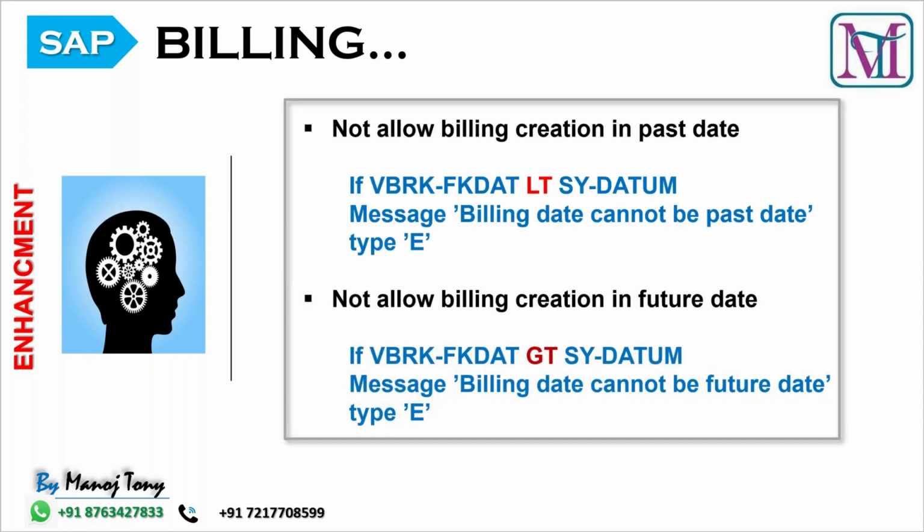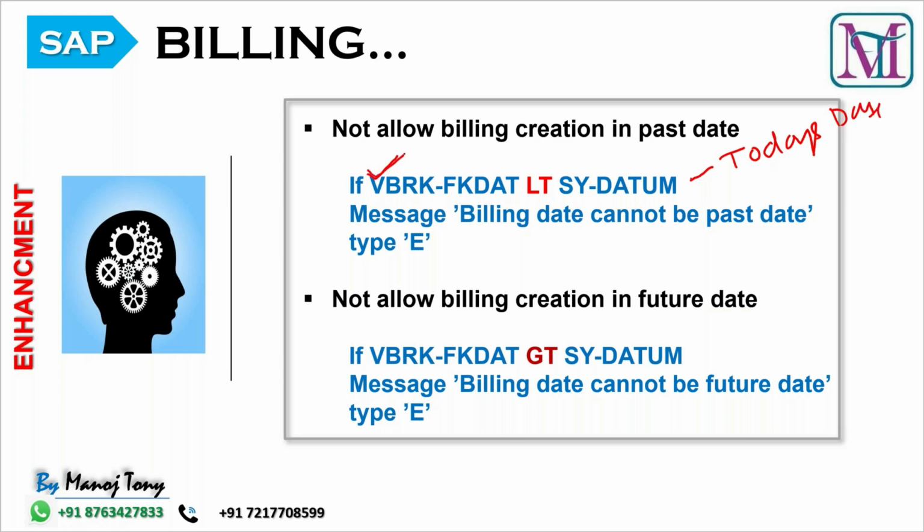Now we'll give the logic to the ABAPer. Do not allow billing creation in a past date. If the billing date is a past date, then the system should not allow creating the invoice. So the first point is billing date. Billing creation date and billing date are different. The technical name for billing date is VBRK-FKDAT. The system date is always today's date.